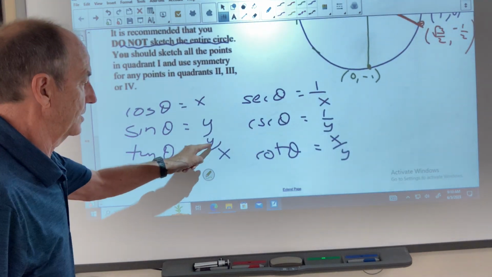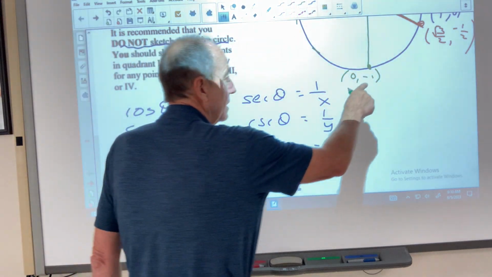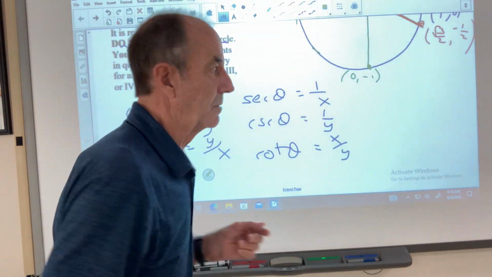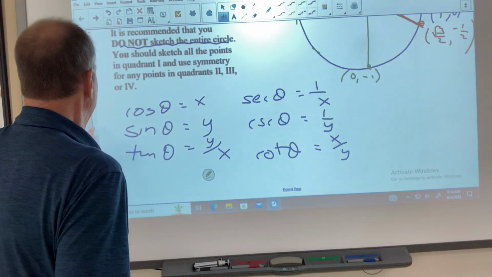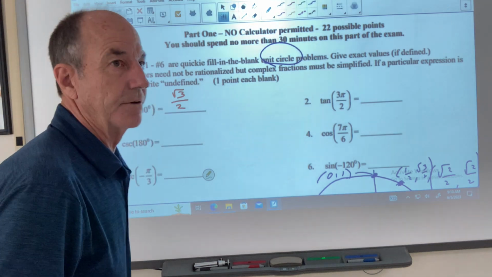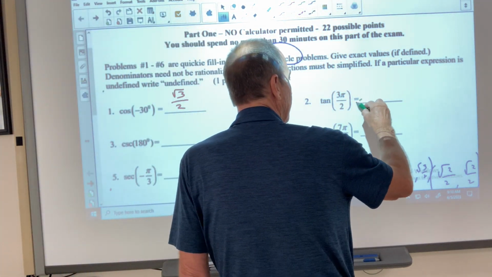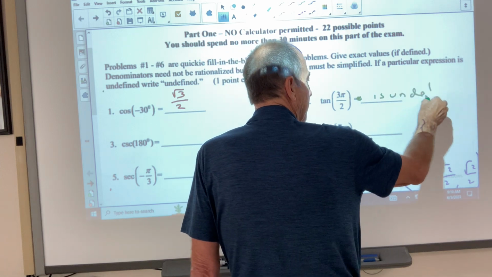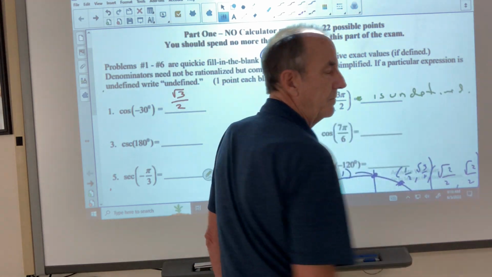By definition, tangent is y over x. This is the y value, this is the x value. Well, we can't divide by 0, right? So if the function was undefined, the direction said write undefined. So what we should have done here is just write undefined. That would be following the directions.